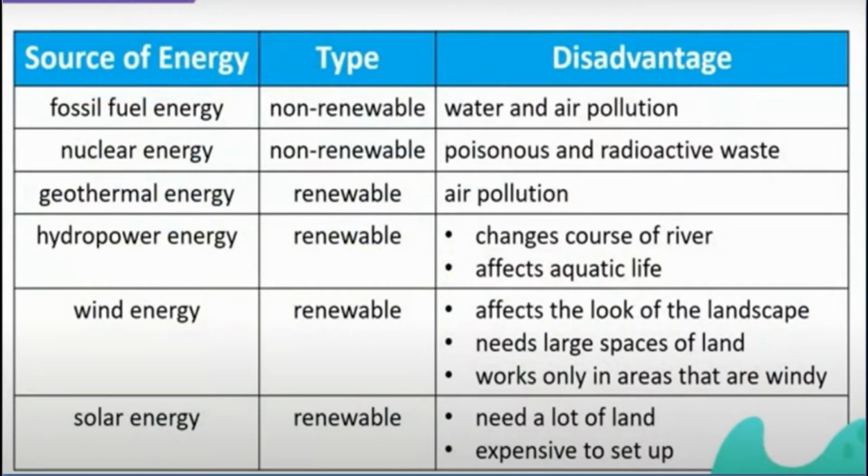Then comes solar energy that we get from the sun. It is renewable, we can get it again and again, but the disadvantage is that solar energy production needs a lot of land, plus it is expensive to set up.